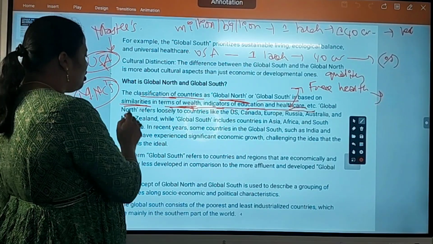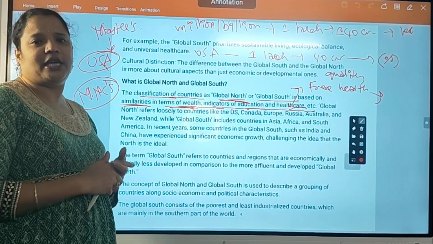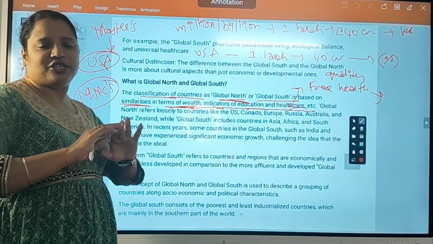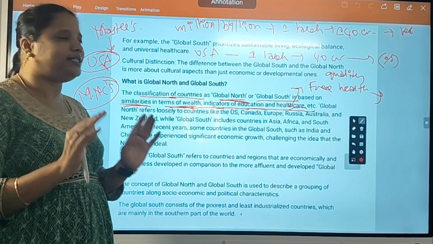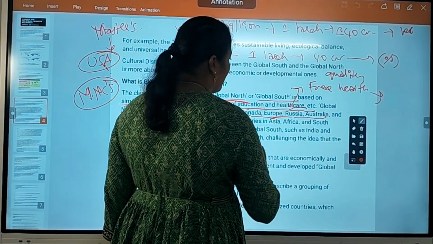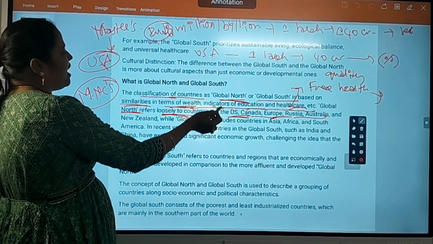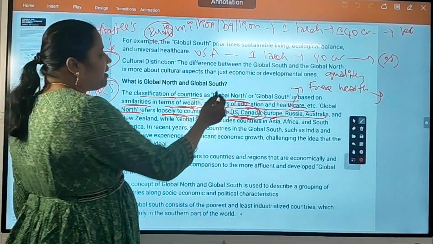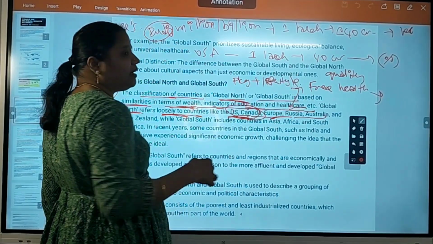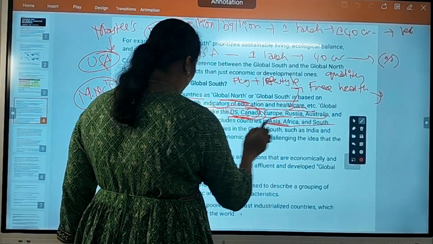That is the difference. So, global north is not only about lifestyle and cultural things, but according to development of a city, wealth of each person, healthcare and educational things also, based on these things global south and global north is decided. Okay, global north refers loosely to countries like USA, Canada, Europe, Russia, Australia, New Zealand, while global south indicates Asia, Africa, South America.